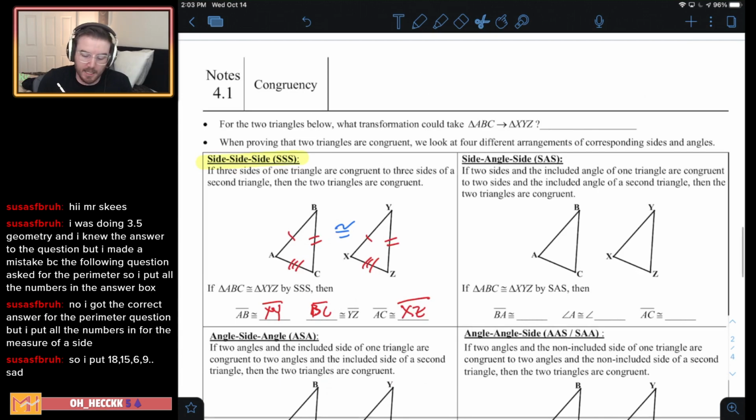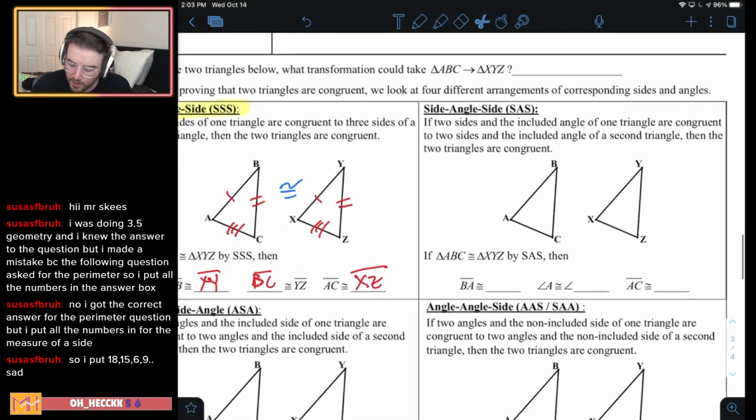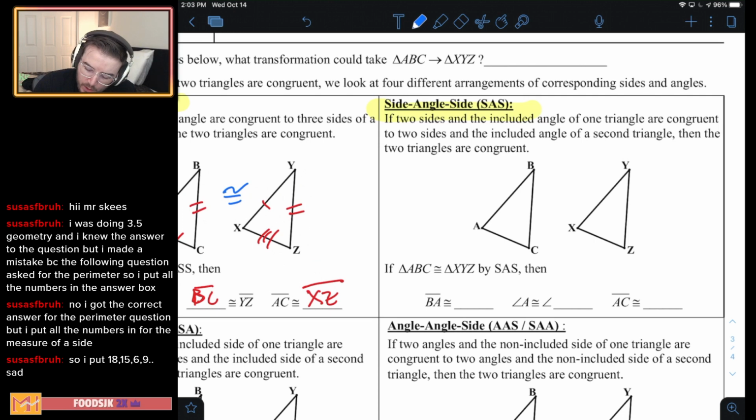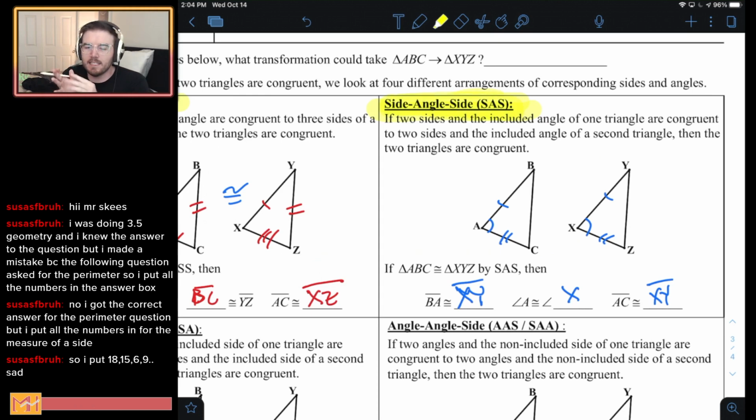Okay, what's another thing to know for a fact that they're congruent? If 2 sides and an angle are the same, we call that side, angle, side, if the angle is between the sides. You notice that? Look at the phrasing. Side, angle, side. SAS. The angle has to be between the sides.